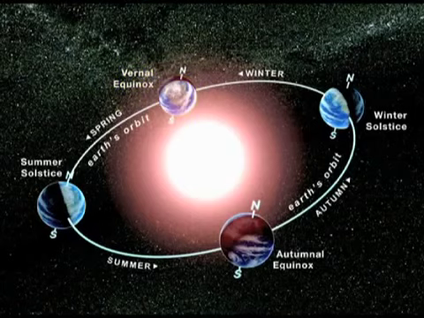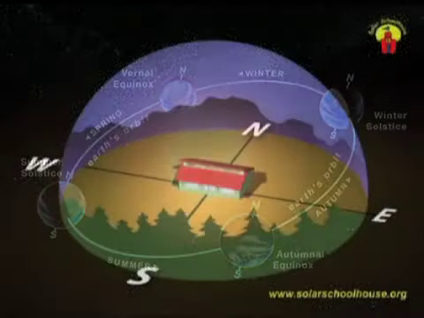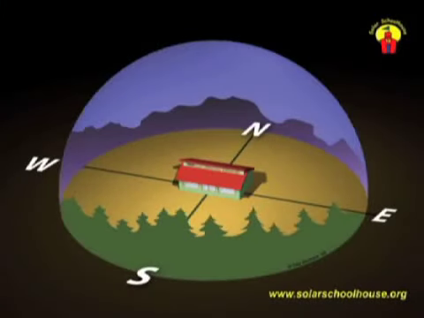Let's see how this looks from the Earth's surface. We can think of the sky as a huge dome above our heads and imagine the sun's path traveling across the inside of this sky dome. On the surface of the Earth, we'll place letters for the four compass directions: north, south, east, and west.